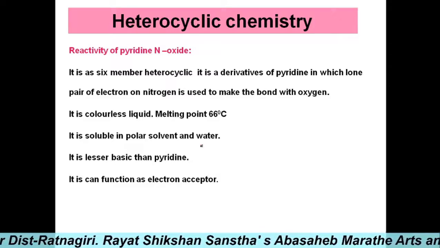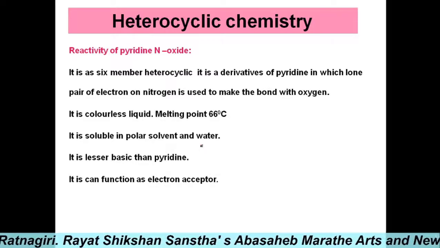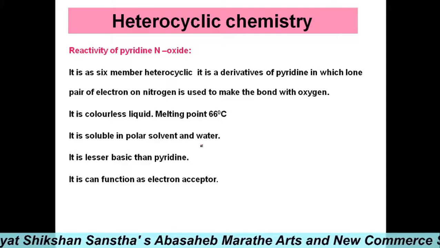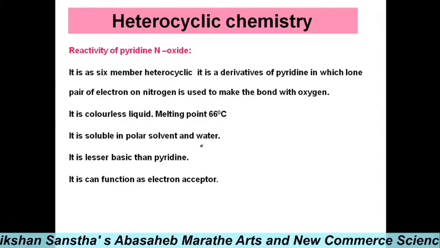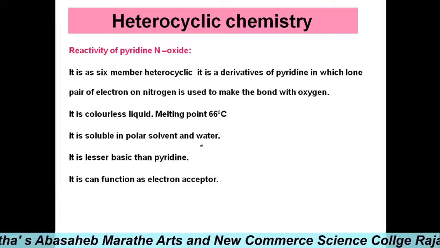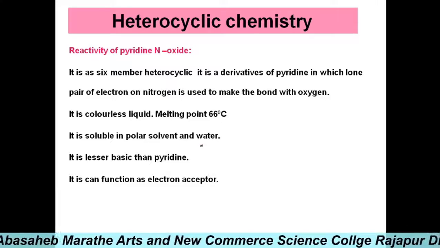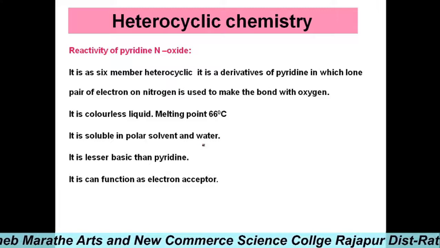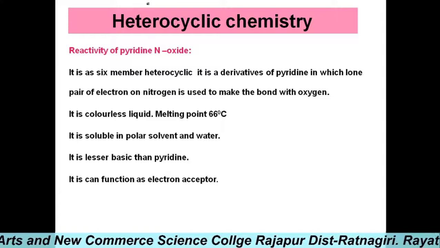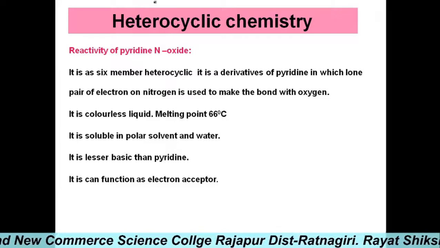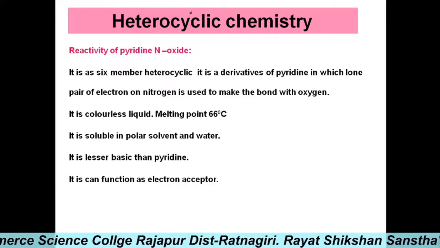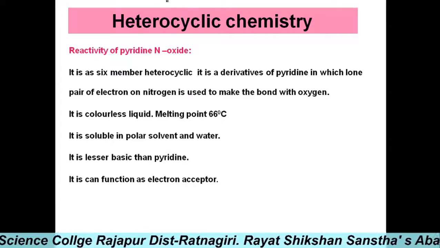Pyridine N oxide is a derivative of pyridine in which the lone pair of electrons on nitrogen is used for making the bond with oxygen. Some characteristics of pyridine N oxide: first, it is a colorless liquid having a melting point of 66 degrees centigrade.